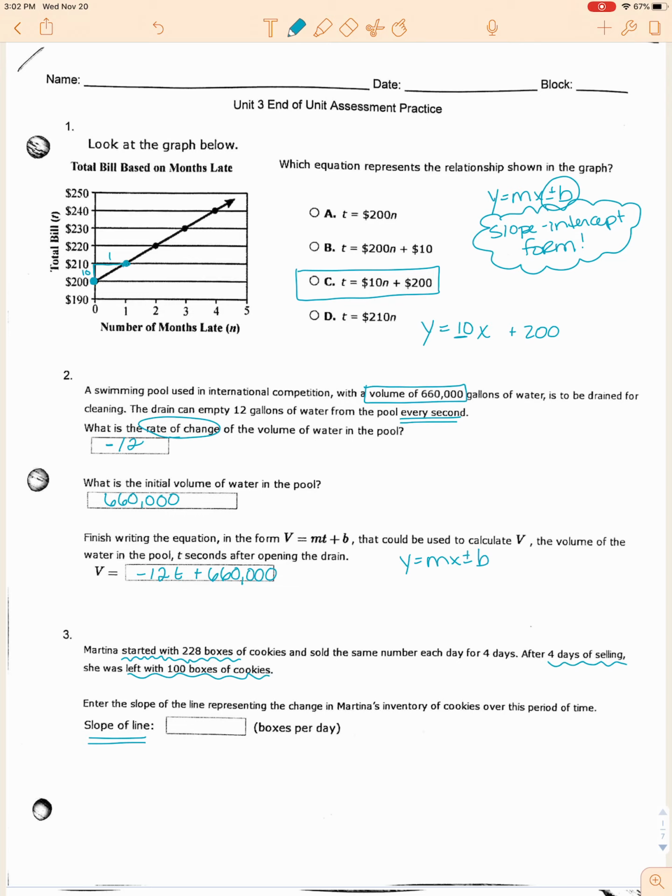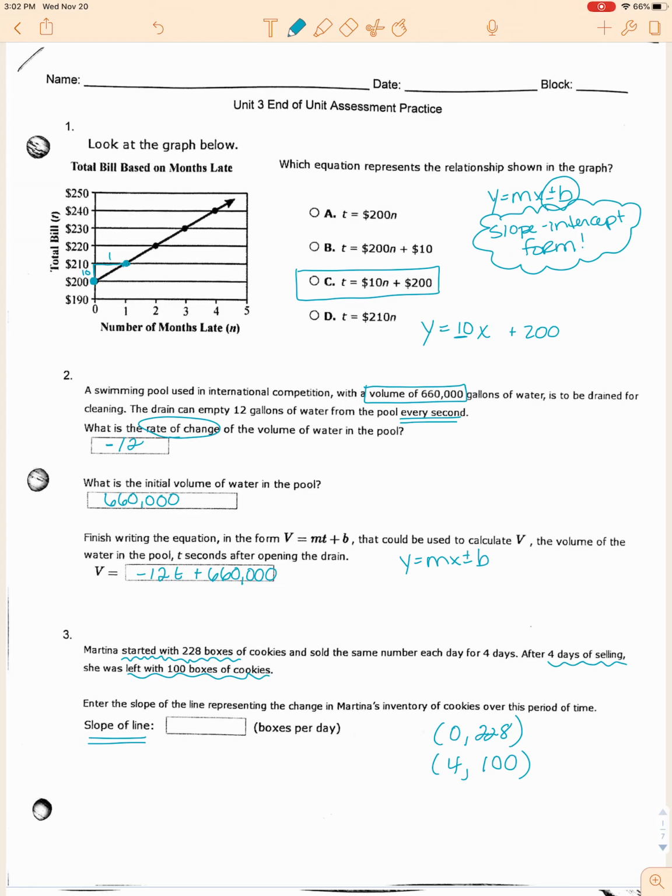So the way that you can do this, you can either pull the coordinates and use the slope formula, or you can create a table. But first you have to recognize those coordinates. So I have started with 228 boxes. So if I start with 228 boxes, that first coordinate would be (0, 228). And then after 4 days, I have 100 boxes left. So those are the two coordinates that I can work with.